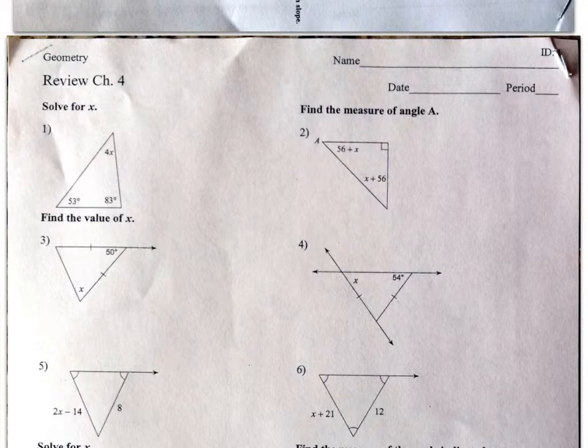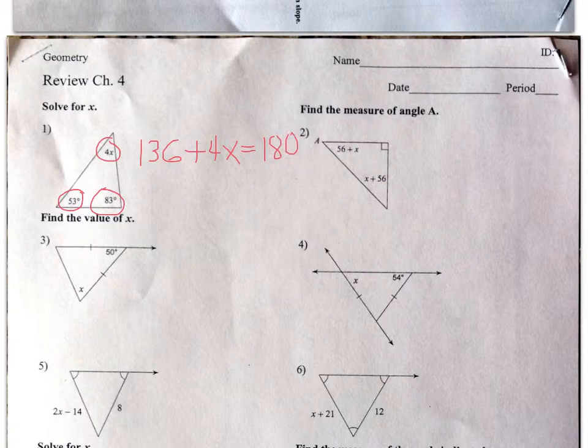On number 1, you have to keep in mind that the sum of the angles is 180. So when you add 53 plus 83, that's 136. Plus the third angle, which is 4x. The sum of the three angles is 180. And then just solve for x. Subtract 136 from 180. And 4x is 44. Divide by 4, it's 11. And that is the answer for number 1.